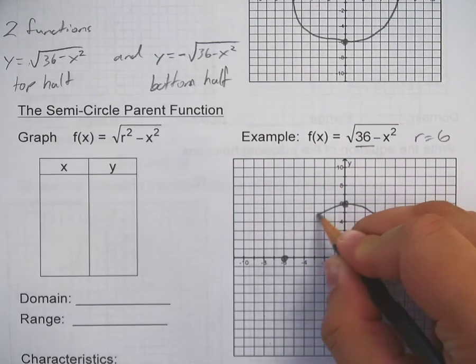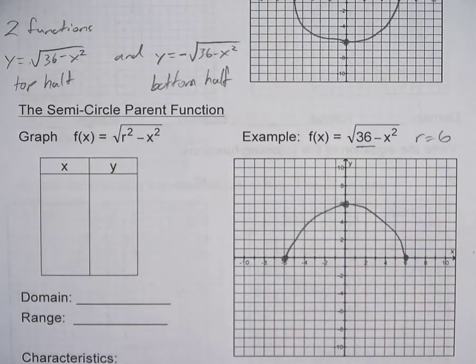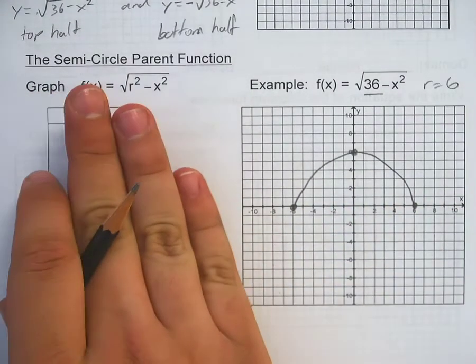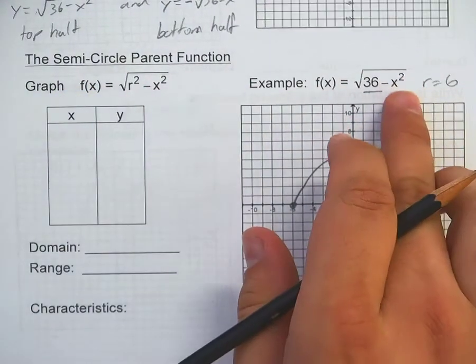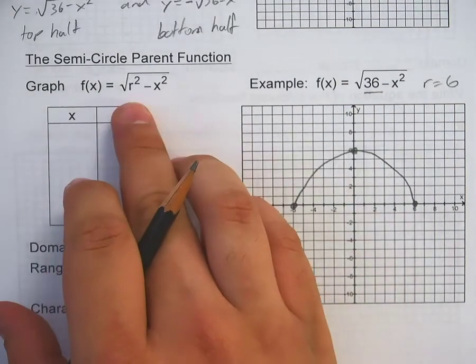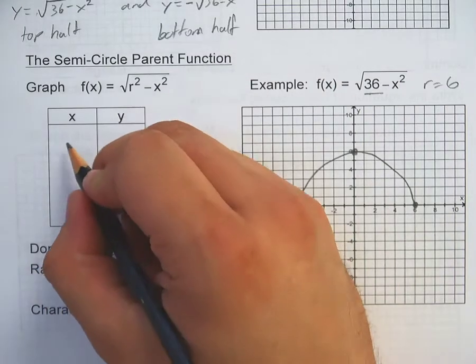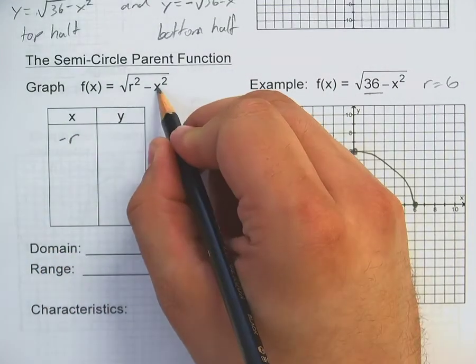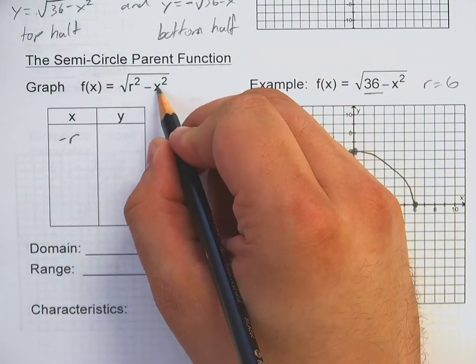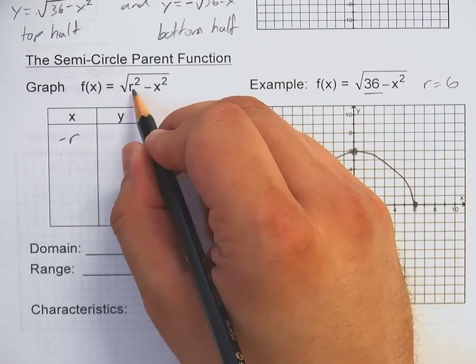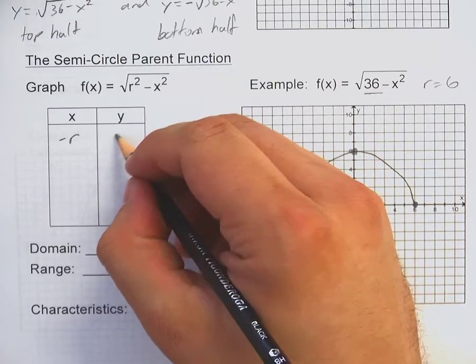Something like this, like that. Good semicircle there. Now what I'm going to show you over here, this is not for this equation, but this is for your general example. If you were to plug in a negative value for r into x, you end up with negative r squared, which is r squared. R squared minus r squared is 0. Square root of 0 is 0.